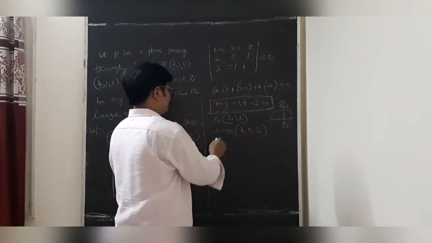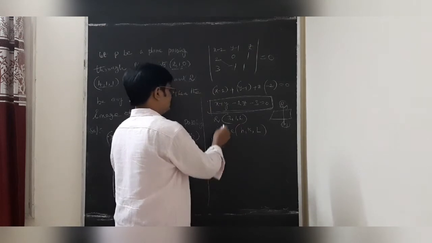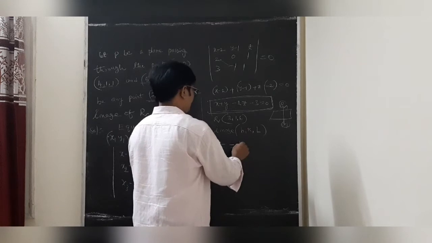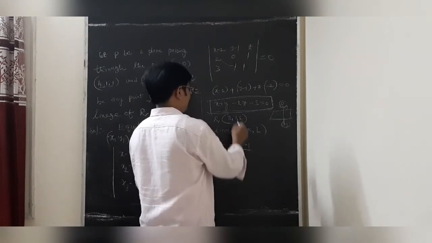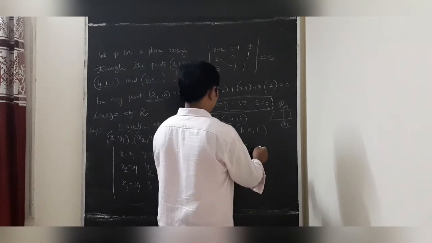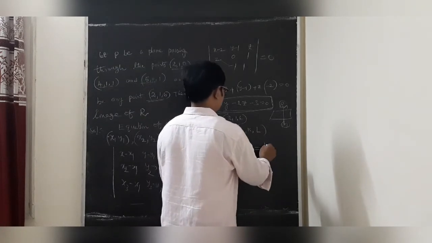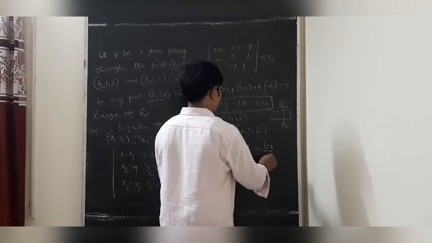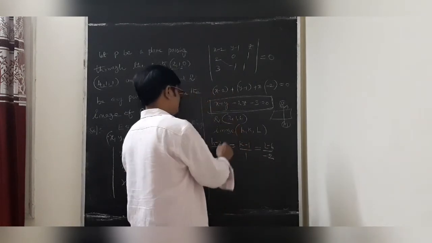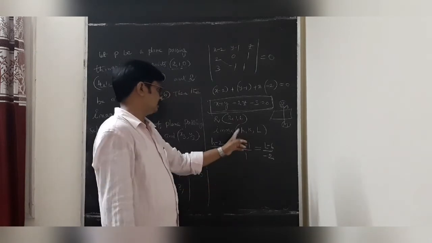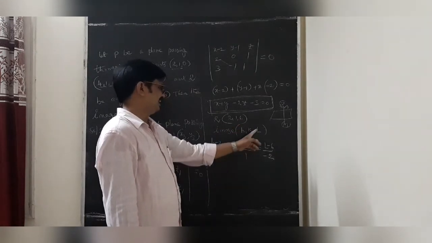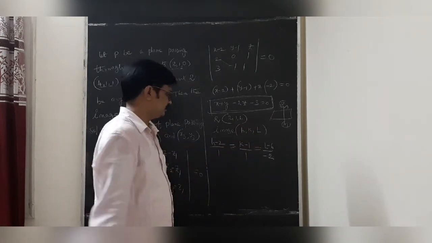Dear students, how can you write this? It is (h minus 2) by 1. After that, students, (k minus 1) upon 1. Is it clear students? Now this is (l minus 6) upon minus 2. How to write this? (h minus 2) by 1, (k minus 1) by 1 and (l minus 6) upon minus 2.